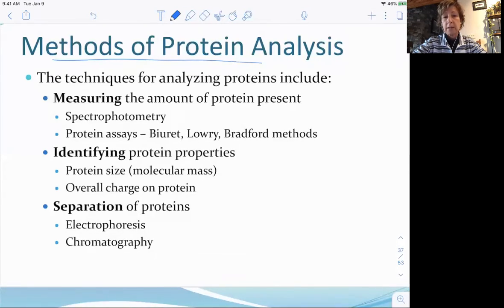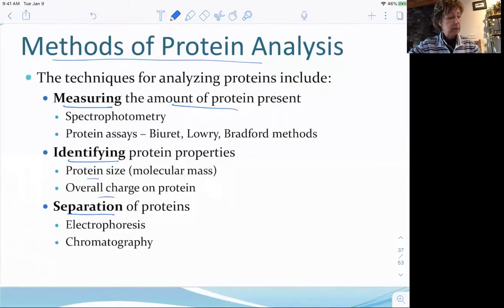So the techniques we use for analyzing proteins include methods for measuring the amount of protein present, identifying the properties of proteins, whether it be the size or charge or other characteristics, and then looking for ways to separate proteins from complex mixtures, because we realize that cells are going to have hundreds or thousands of proteins, and we need to have a way to separate and purify them.